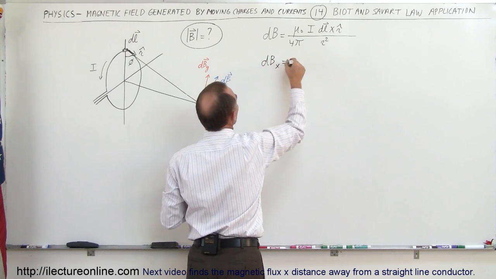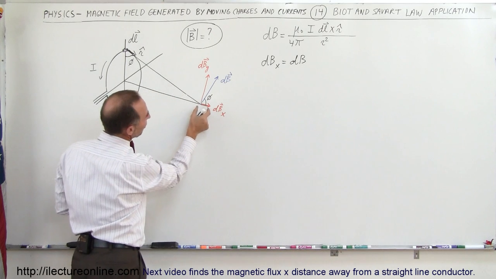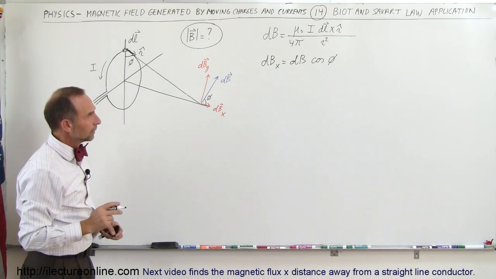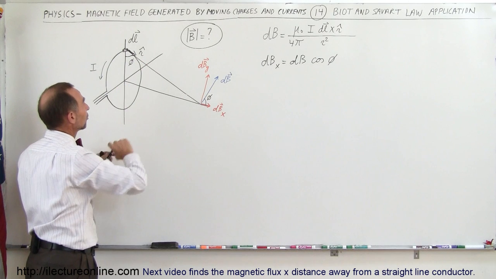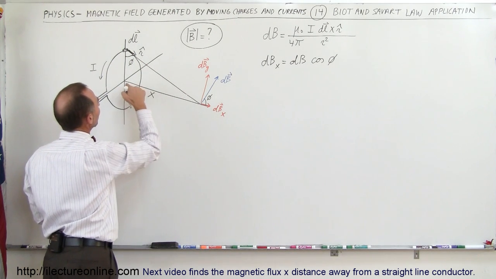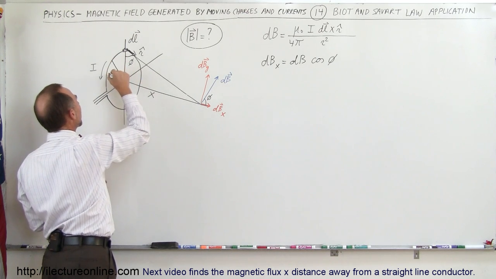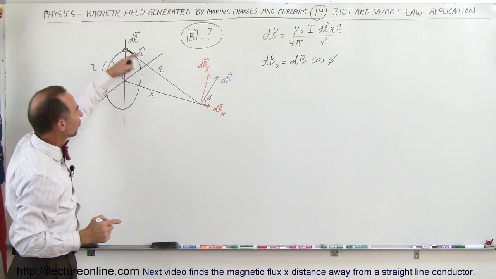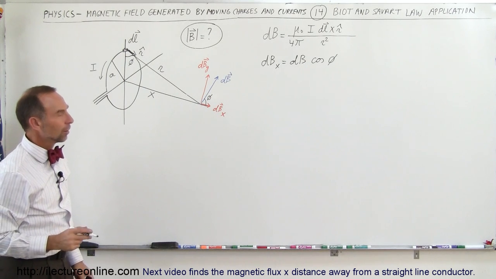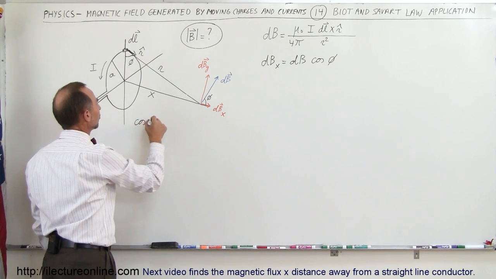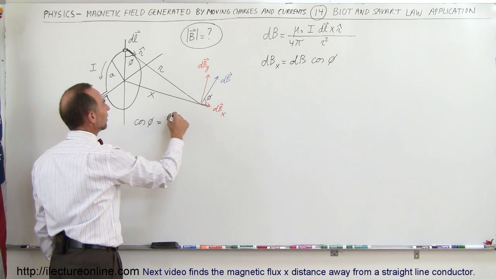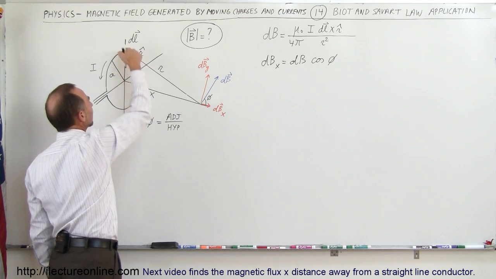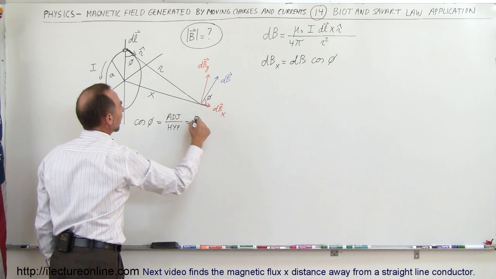So dB in the x direction equals dB times, of course, the adjacent side to this angle, so times the cosine of phi. Now, the cosine of phi can be expressed in terms of its physical dimensions. Let's say that we are a distance x away from the center of the circle, the circle has a radius a, and the distance from there to there is simply r, the magnitude of the position vector from this little current element. The cosine of phi, by definition, is the ratio of the adjacent side divided by the hypotenuse. The adjacent side would be a and the hypotenuse would be r.